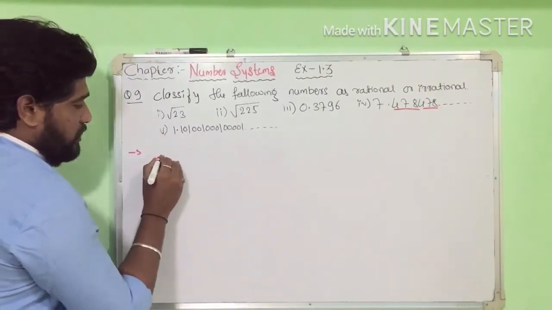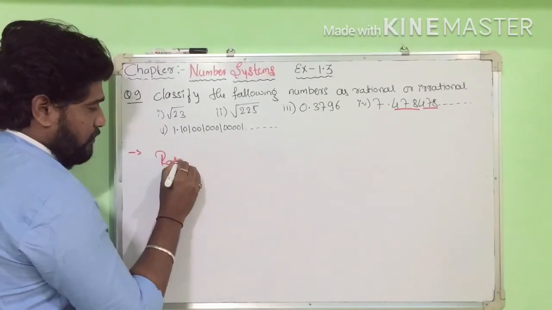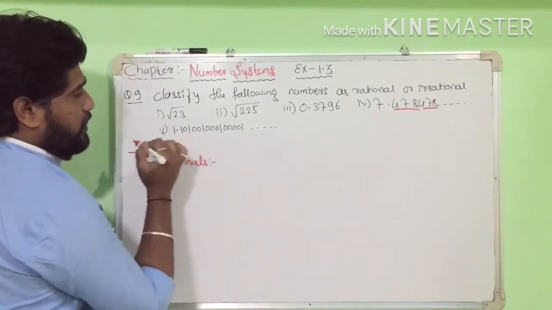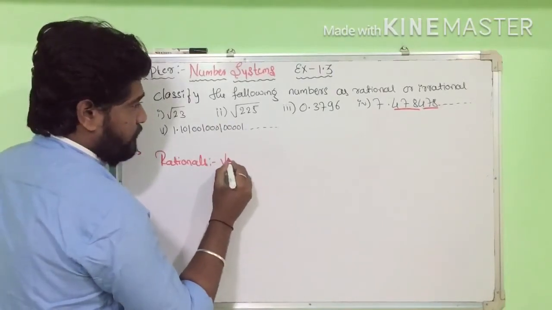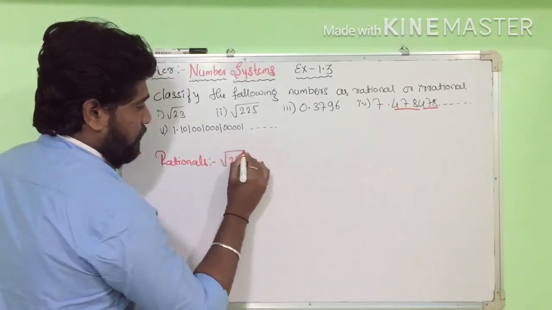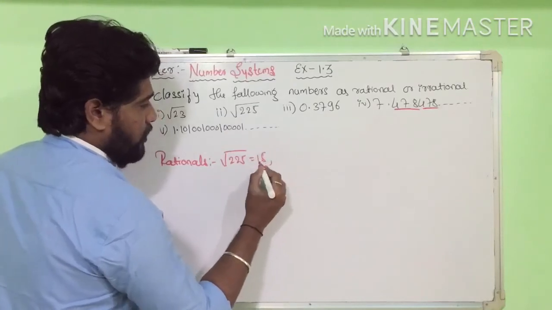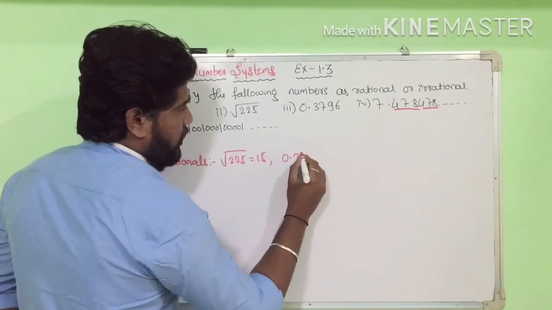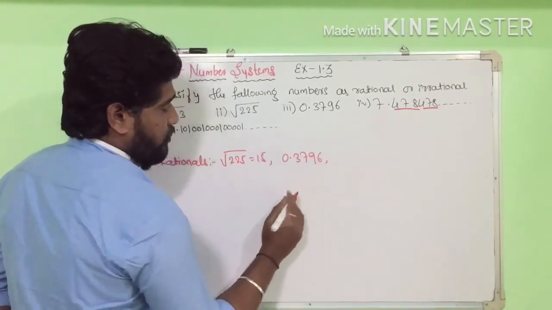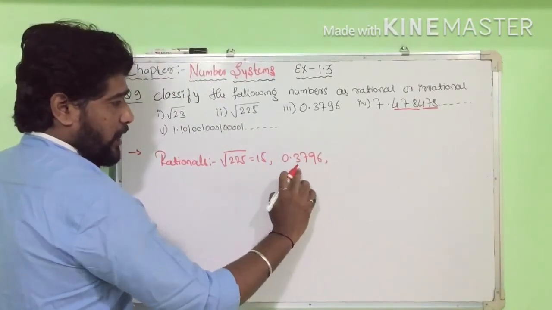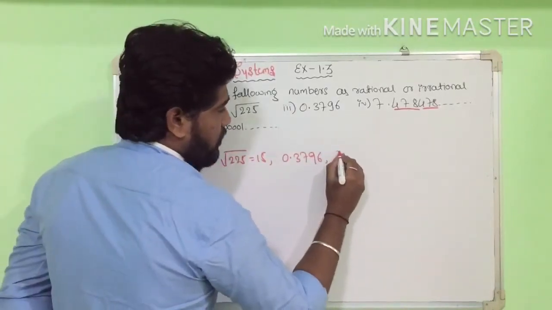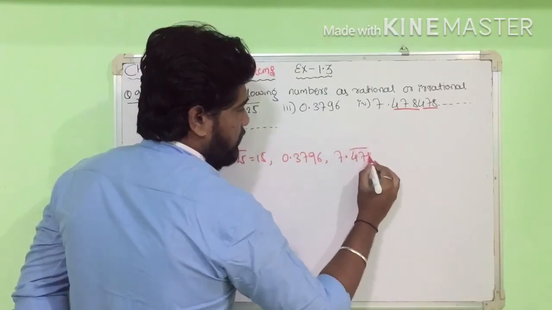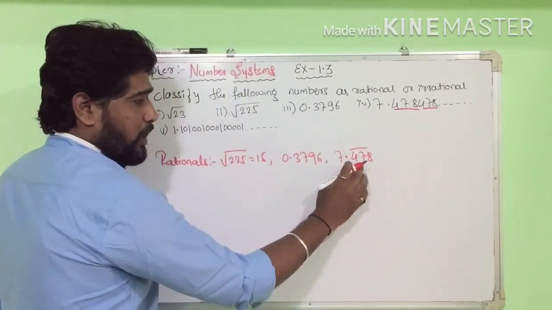So write down first the rational numbers. Which one is a rational number? Root 225, it becomes 15, so it is a rational number. And another one, 0.3796, is also a rational number because it is a terminating decimal. Next one, 7.478, is non-terminating but recurring.